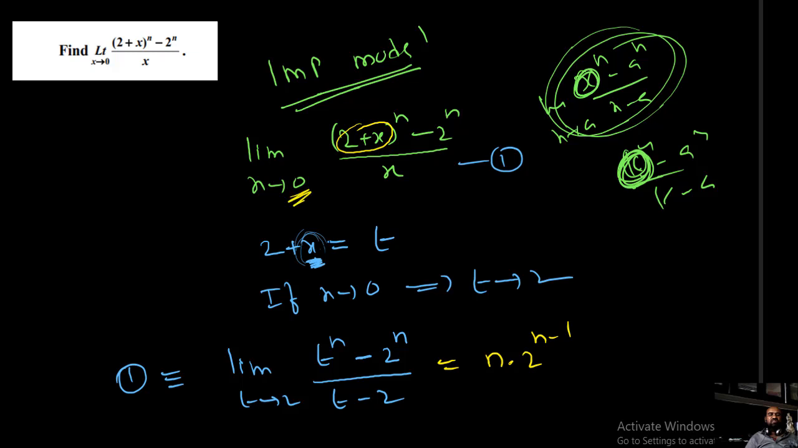X is tending to 0, then t is tending to 2. So I changed the problem. The first expression becomes limit, instead of 2 plus x, I can write t power n minus 2 power n as it is, by, instead of this x, you can write x equal to t minus 2 only, t minus 2. So this is in standard form, a power n, x power n minus a power n by x minus a form. Directly I can say n into a power n minus 1. So this is the answer of the problem.